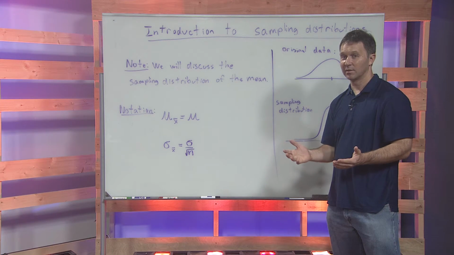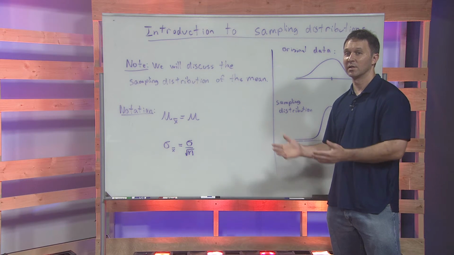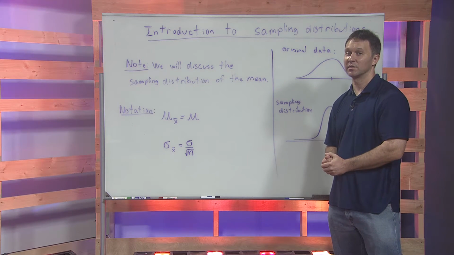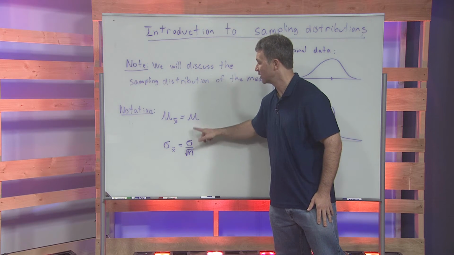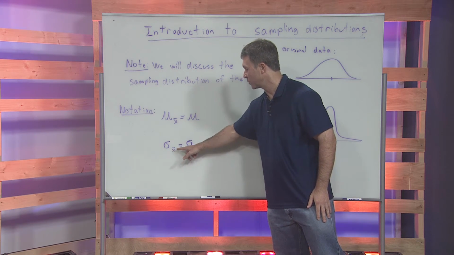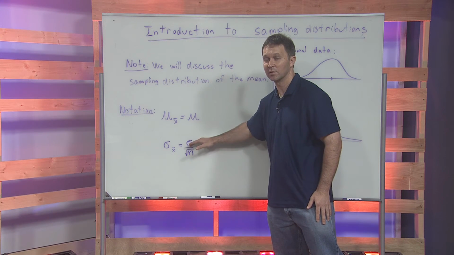And in fact, that's where the name central limit theorem comes from. That's another topic that you'll cover, and this is just an introduction to that topic. So remember, the mean of the means is equal to the original mean, and the standard deviation of the means is the original standard deviation divided by square root of n. These are the key points to remember, okay?